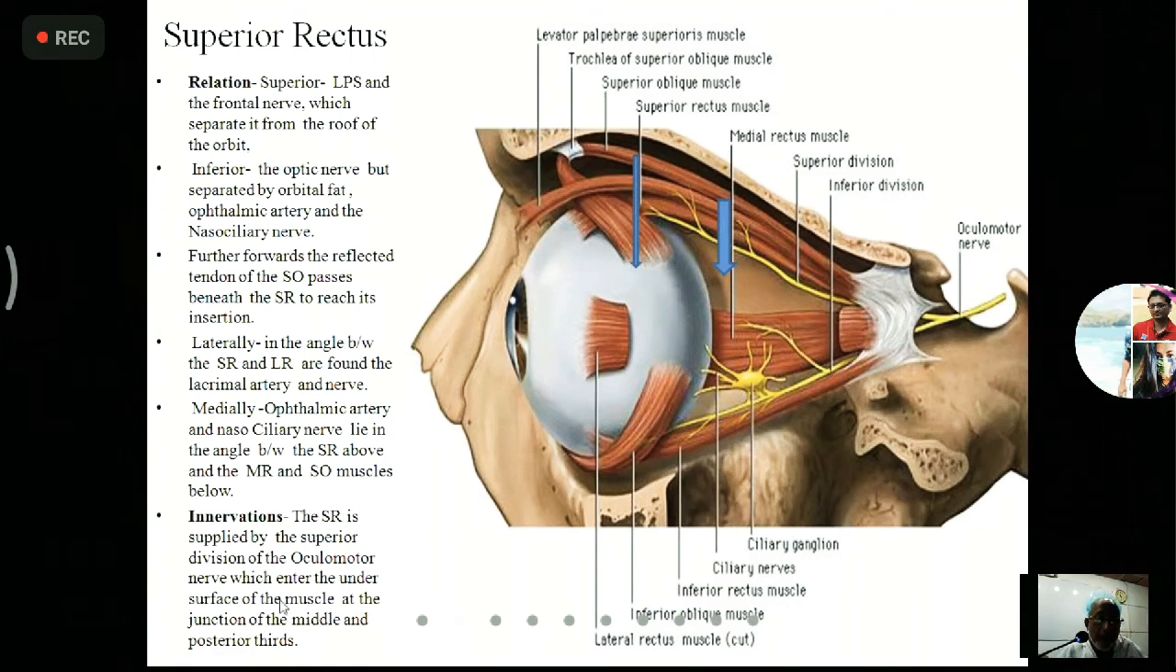Okay. Into the under surface at the junction of the medial and posterior. Remember it. It is the under junction. So it is under surface. But inferior rectus is superior.